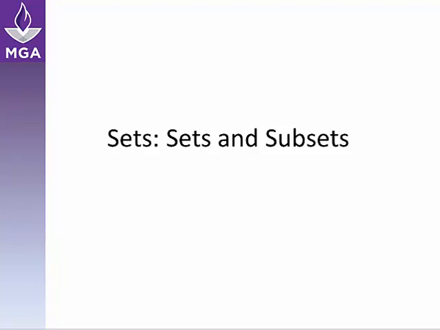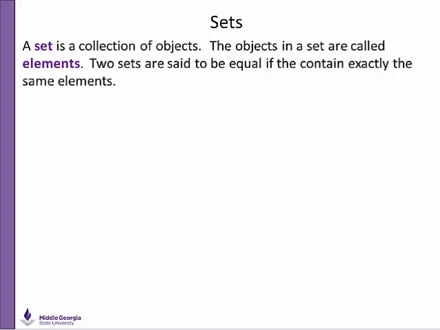Sets and subsets. A set is a collection of objects. The objects in the set are called elements. Two sets are said to be equal if they contain exactly the same elements. We use capital letters to denote sets.